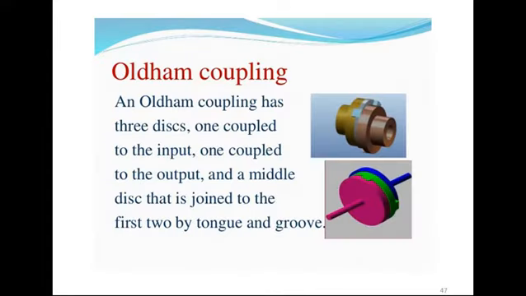Now the next one we are going to see is the Oldham coupling. An Oldham coupling has 3 discs. You will find here they have 3 discs: this is 1, 2 and 3. Here also you will find this is 1, this is 2 and this is 3. One is coupled to the input and one is coupled to the output, and the middle disc is joined to the first two by tongue and groove.